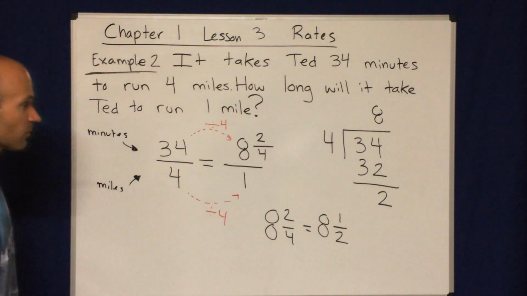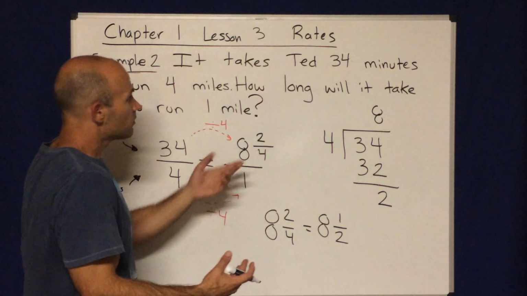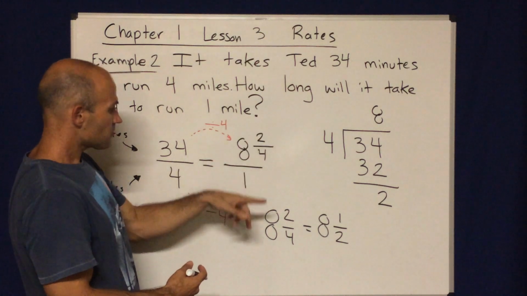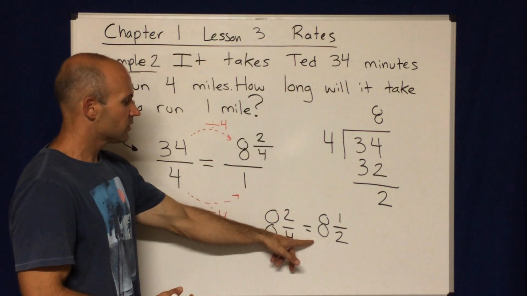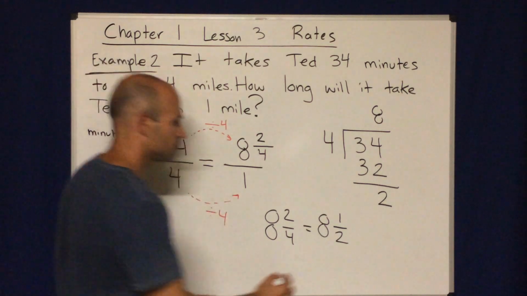So 8.5. The conclusion is that it will take Ted 8.5 minutes to run the 1 mile. So there's my 8.5 minutes for every 1 mile.